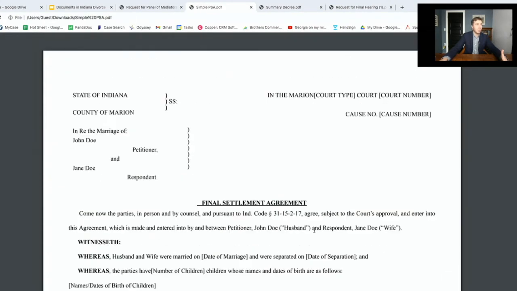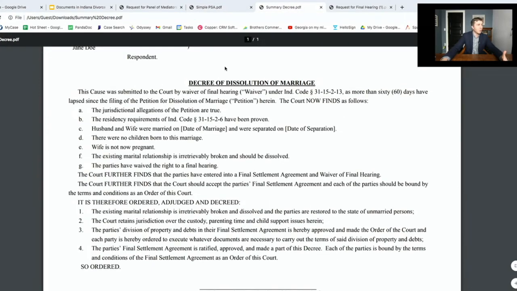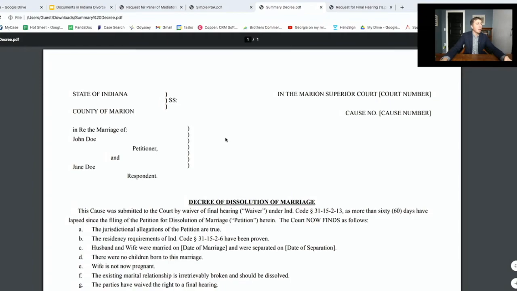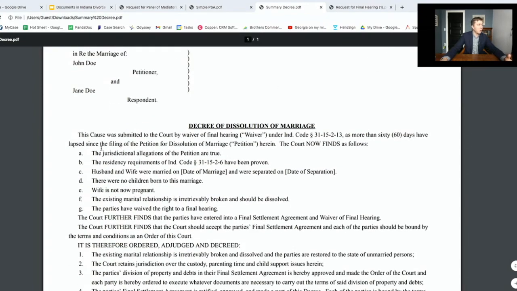There's also what's known as the decree. This is what the judge would then sign if presented with the settlement agreement, and you would also need to present this proposed decree. This is a simple one, but they're saying the jurisdiction allegations are true, the residency requirements have been met. What this means is that this court has authority to issue the divorce. They're stating the 60 days have passed so that it's also ripe to be concluded.